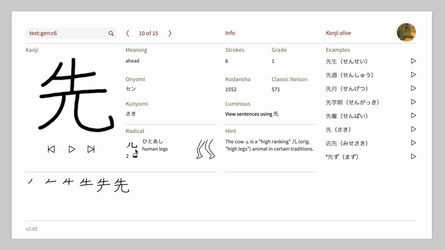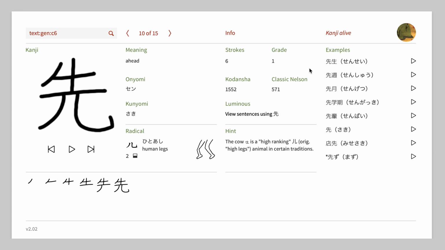Hitoashi, human legs. The top half is kind of the top half of the kanji for cow, which is where this hint comes from. The cow is a high-ranking animal or a high-legged animal. I have no idea what that means. But anyway, sensei is a teacher or doctor. It's literally somebody who was born ahead of you because generally your teachers are older than you.